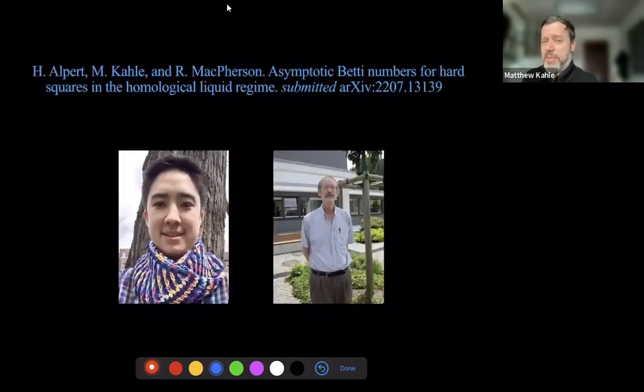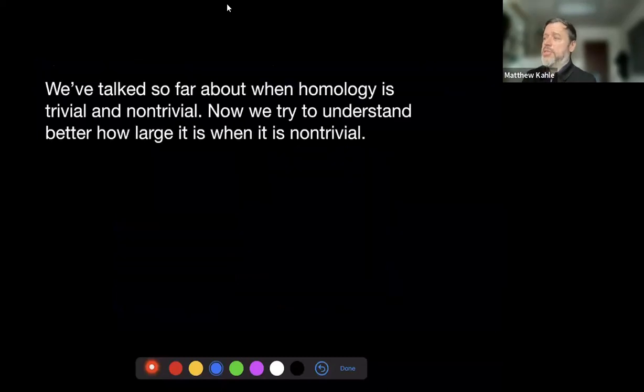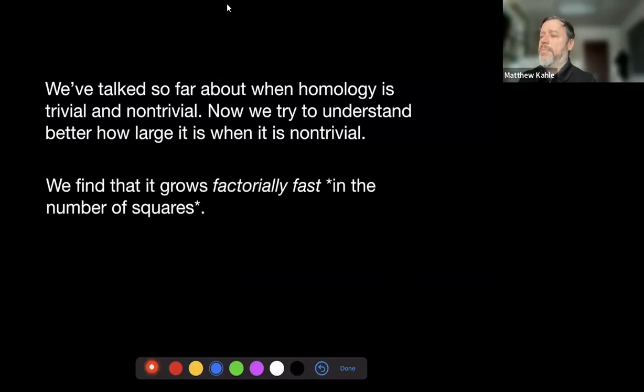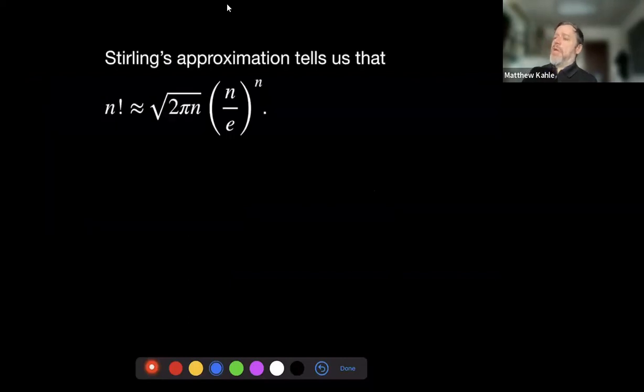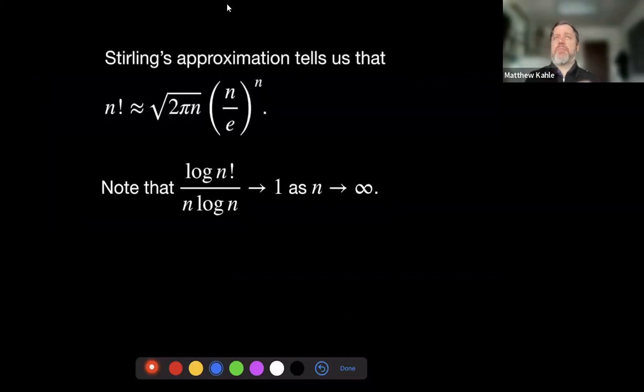Okay, so let me just quickly summarize our new results from our last paper, because I know I'm out of time and we want to allow a little time for discussion at the end, questions and comments. So our new result that's on the arXiv is that inside that blue region, not only is homology non-trivial, but it grows factorially fast.